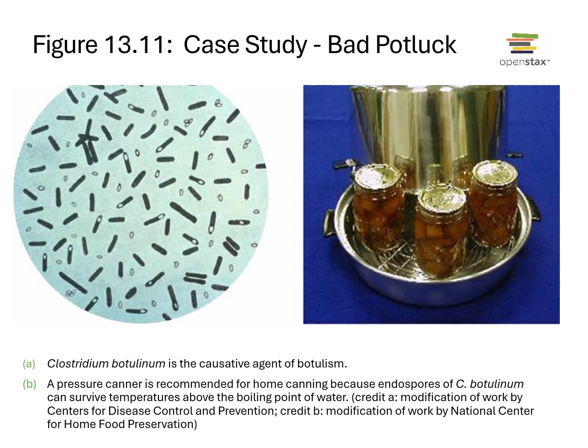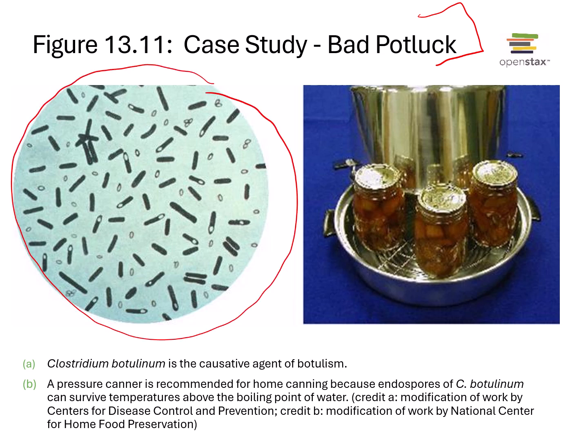So in our book, in this section, they have a case study on a potluck where people ate home canned potatoes, and about 24 hours later, they have signs and symptoms of botulism. So Clostridium botulinum, remember, is endospore producing. And if endospores are ingested and they begin to germinate, the germination process of becoming active cells again will usually result in the production of toxins like botulism toxin.